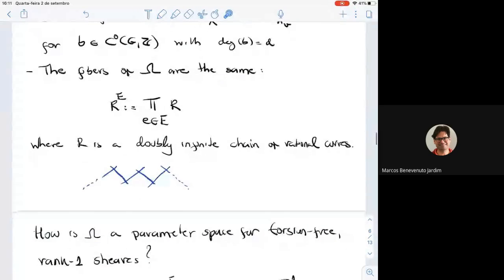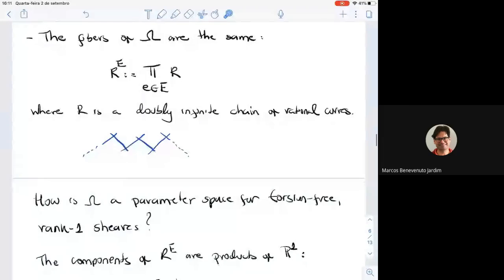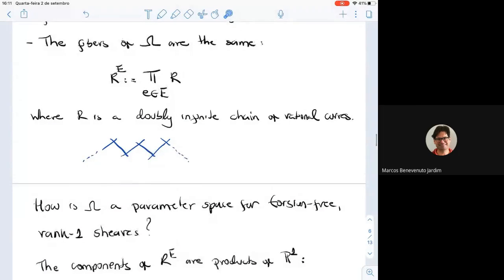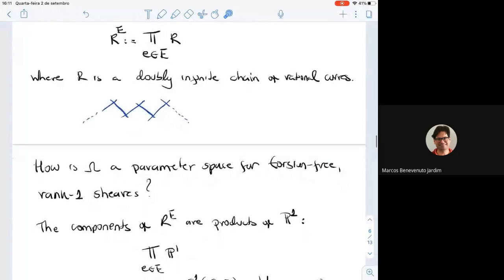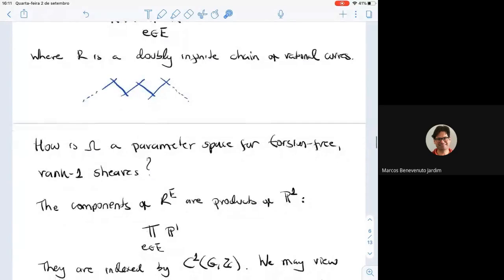So the components of R^E are products of P1, right? I'm taking a product of this chain of rational curves, which decomposes as a union of products of P1s, and they're indexed by C1 of G, Z. So what I can do is index the irreducible components of every chain by Z, right? And that's one number for each edge, so that's an element of C1 of G, Z.